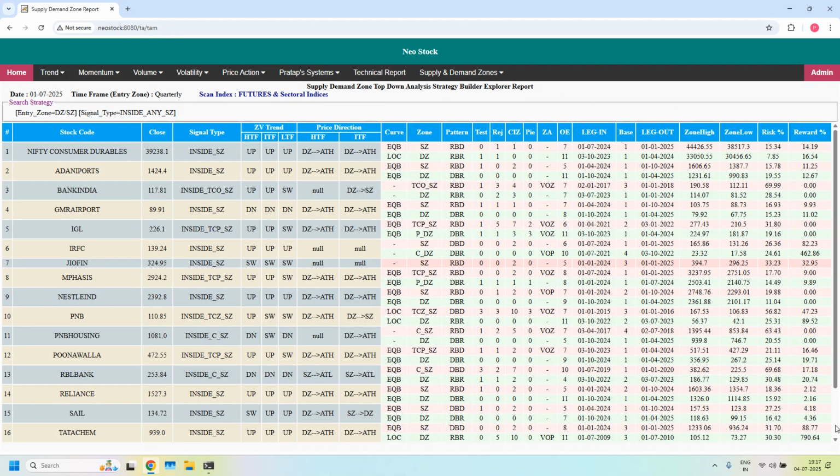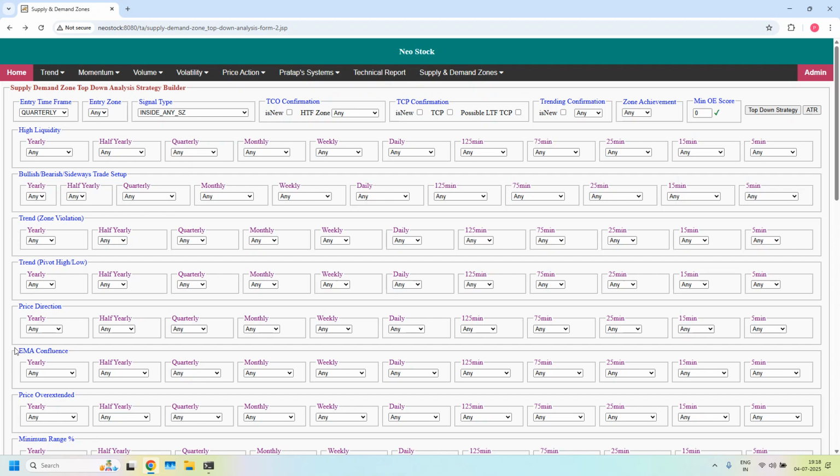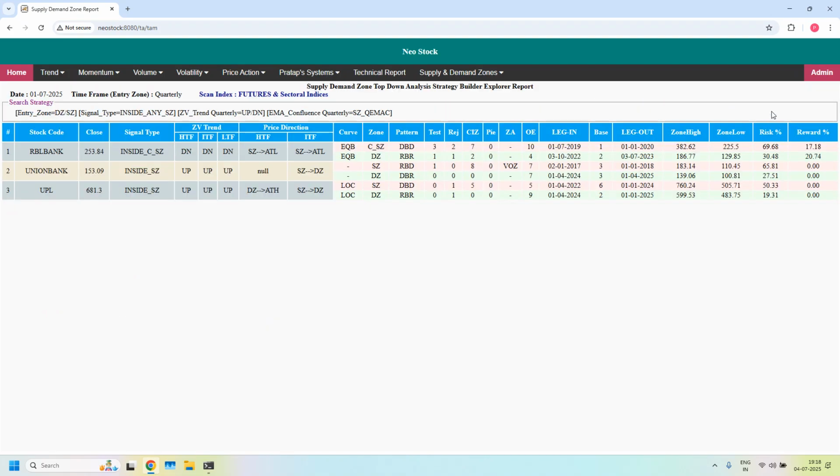First 16 stocks in the list. Scrolling the list down. Total 19 stocks are filtered. Out of these 19, how many quarterly supply zones are having quarterly EMA? Let us filter. In the EMA at quarterly, I am checking quarterly supply zone with quarterly EMA confluence, and also the trend on the quarterly should not be sideways. It can be up or down. So with these filters, we got 3 stocks.